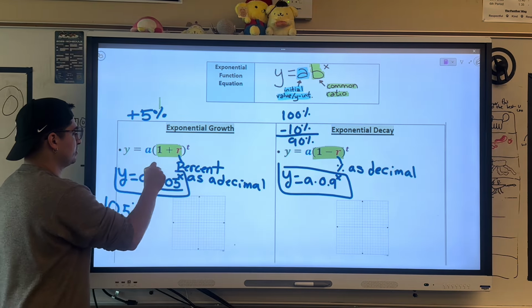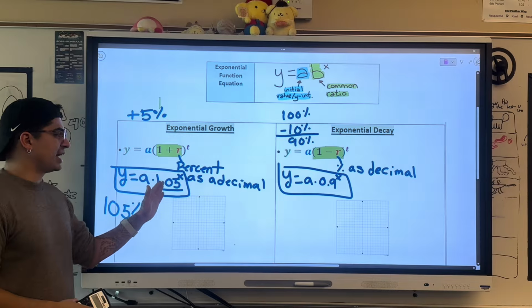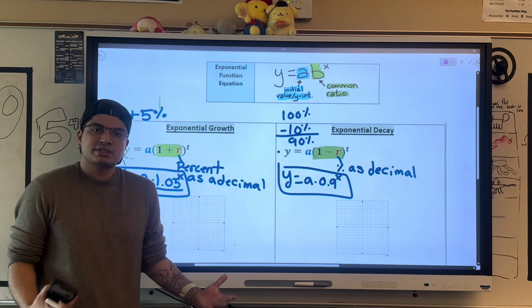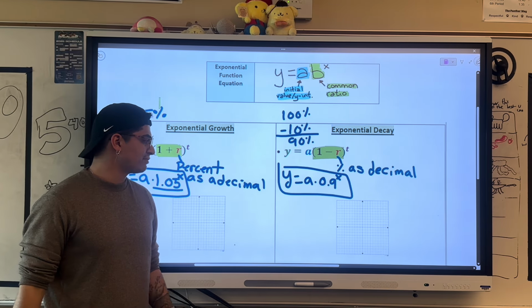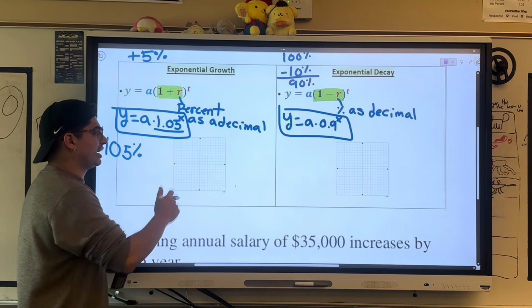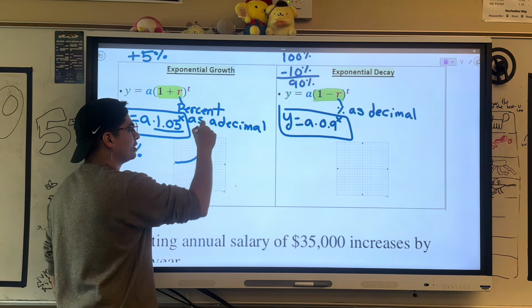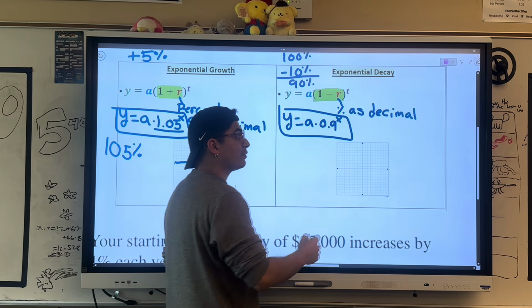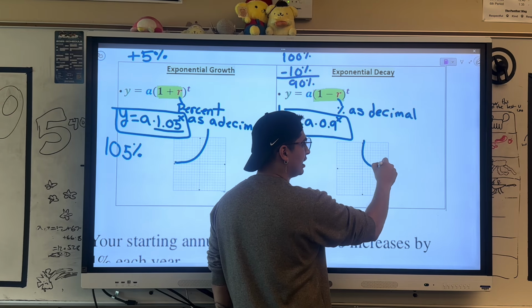And this is my rate. So all we've done is that my b, it's a percent of change. We're talking about it in relation to a percent of change. A growth would look like this. I'm going from left to right, I'm going up. A decay, or going down, or a decrease, would look like this.